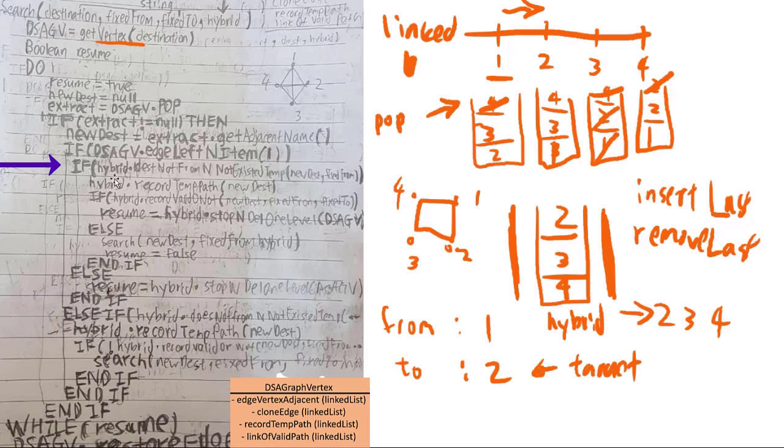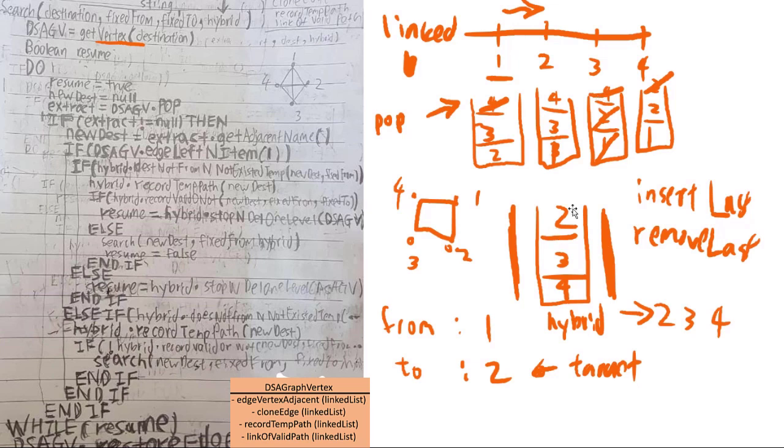If it's from, then you're going to remove one level. Okay, you're going to stop it. You're going to set the resume to false. Then you're going to remove last, because you're going to remove this level. You're going to remove one level.